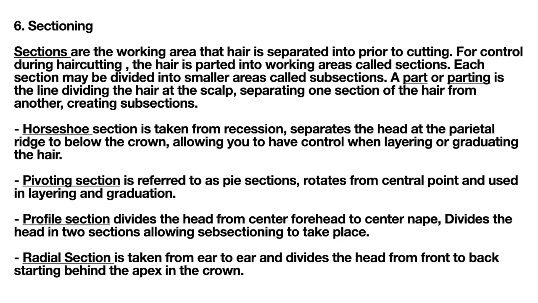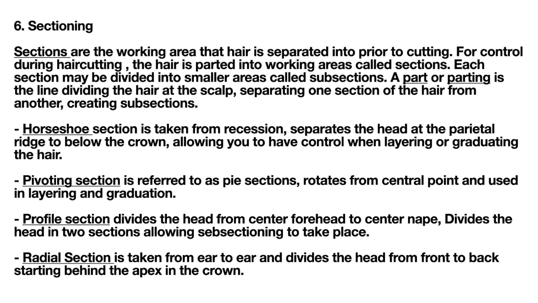Sectioning. Sections are the working area that hair is separated into prior to cutting. For control during haircutting, the hair is parted into working areas called sections. Each section may be divided into smaller areas called subsections. A part or parting is the line dividing the hair at the scalp, separating one section of hair from another, creating subsections. Horseshoe section separates the head at the parietal ridge to below the crown, allowing you to have control when layering or graduating the hair.